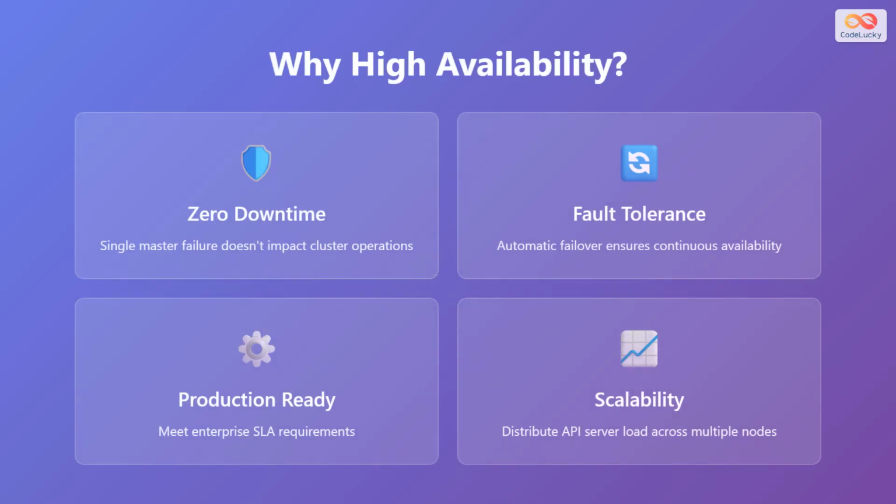Before we get into the technical details, let's understand why high availability matters. In a single master setup, if that master node fails, your entire cluster becomes inoperable. High availability solves this by providing zero downtime when a master fails, as other masters continue handling requests. It ensures fault tolerance through automatic failover mechanisms. For production environments, this is essential to meet enterprise service level agreement requirements. Additionally, distributing API server load across multiple nodes improves scalability and performance under high traffic conditions.